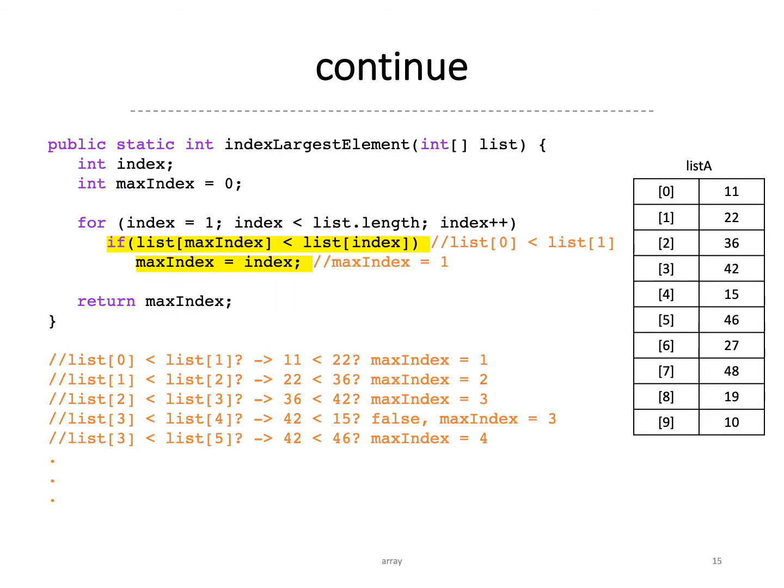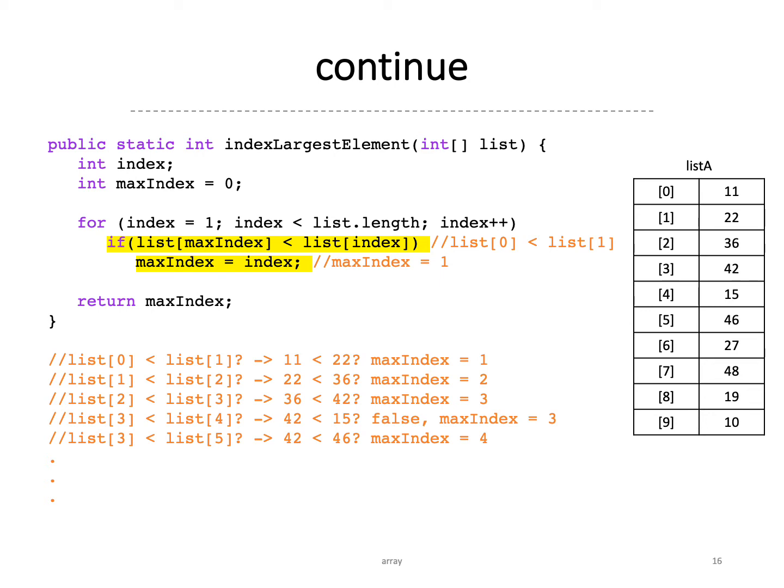In the indexLargestElement method, it returns an int. It has one parameter, which is an array of type int. Within this method, it assumes that the first number is the largest element. It then goes through the for loop and compares the element at index 0 with the element at index 1. In this code here, if we go through the loop, it checks the values 11 and 22. As 22 is larger than 11, it changes the max index from 0 to 1.